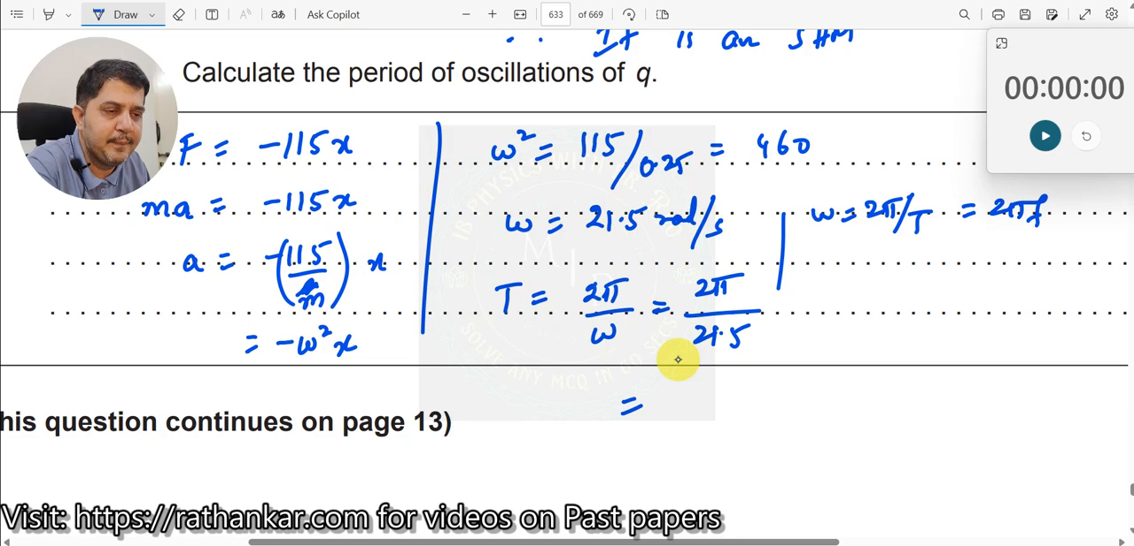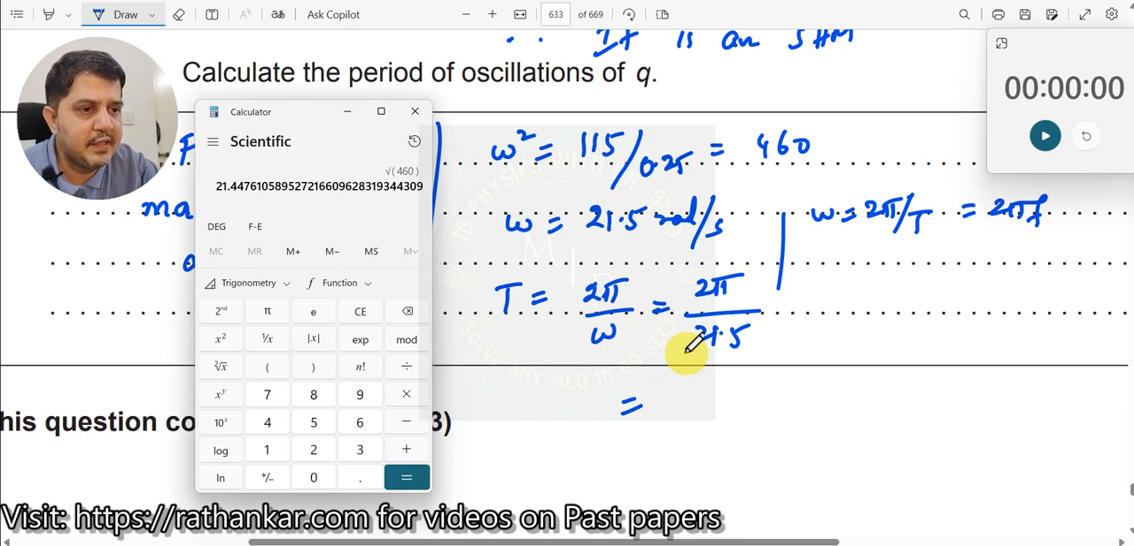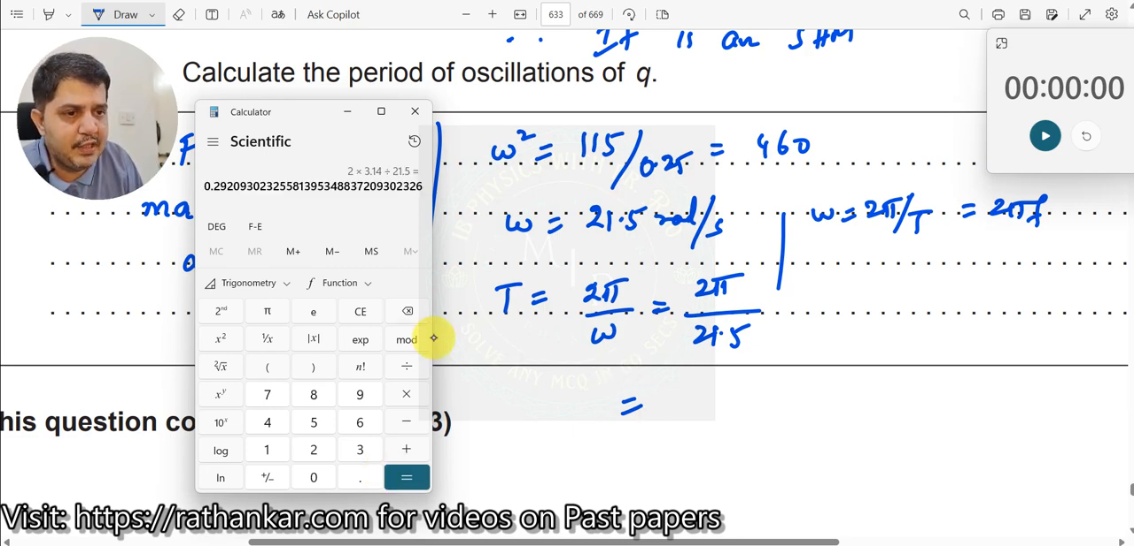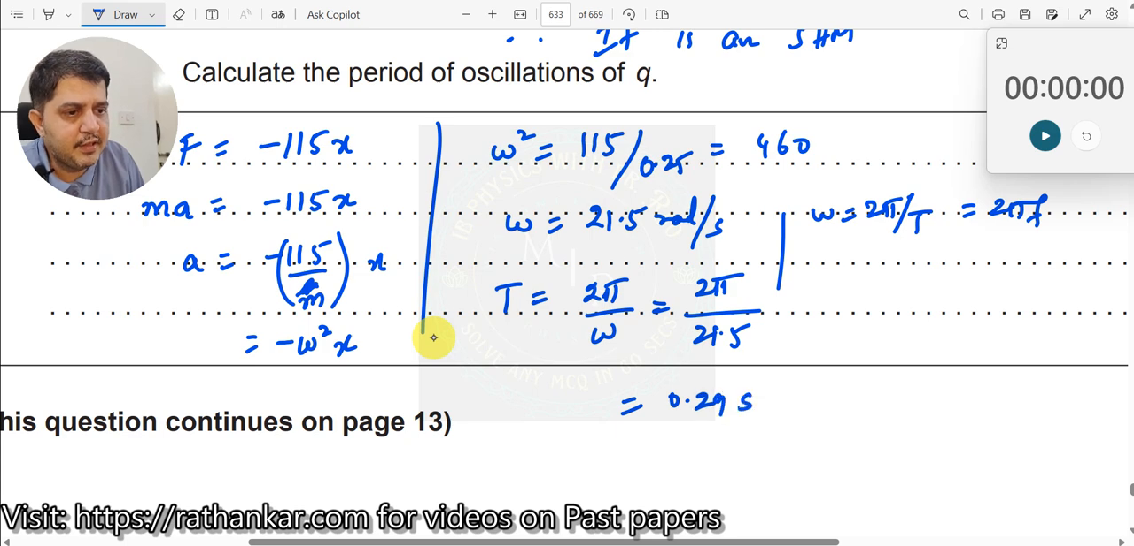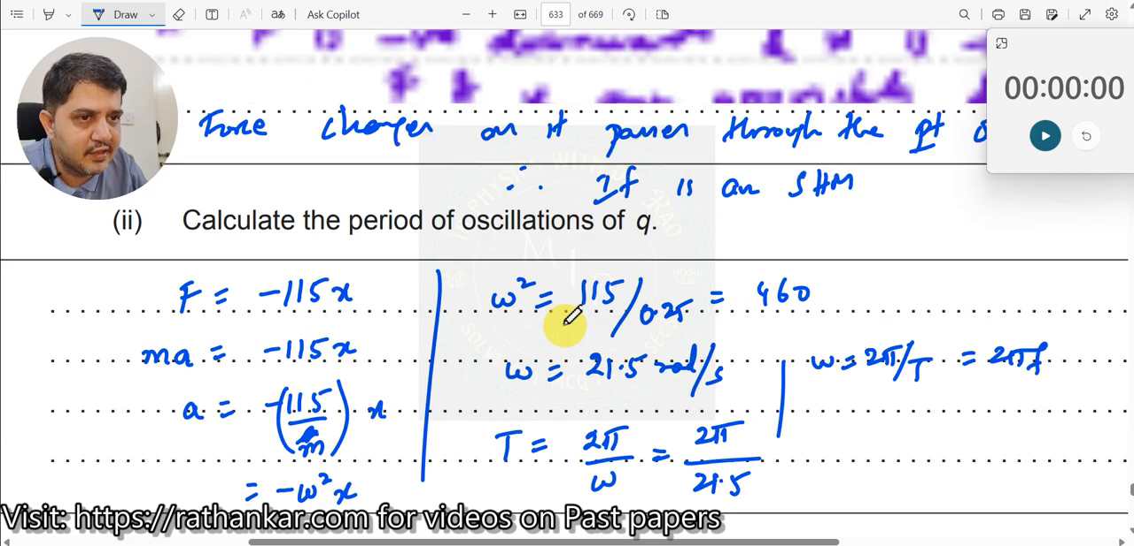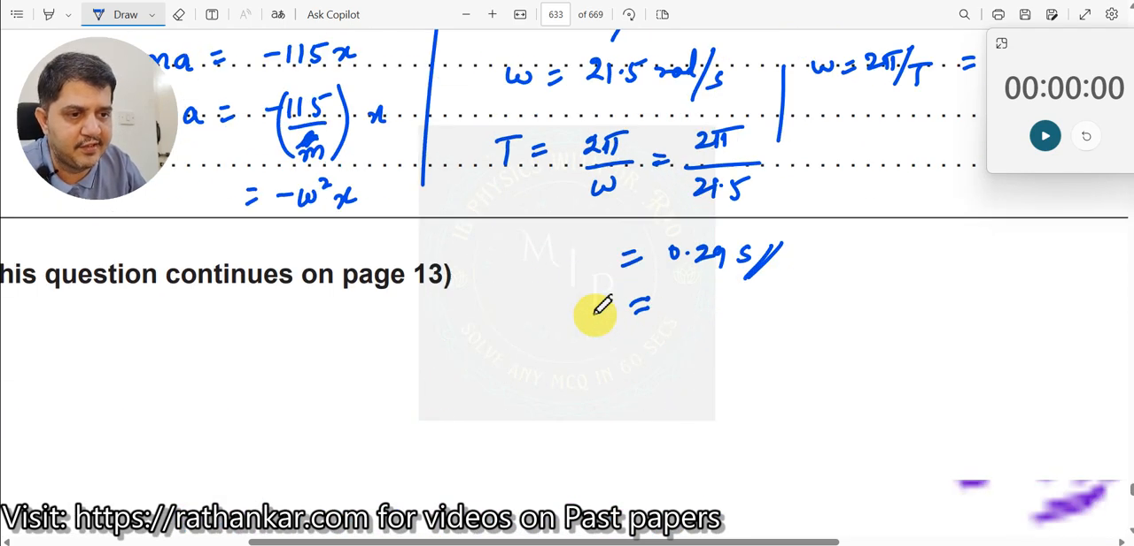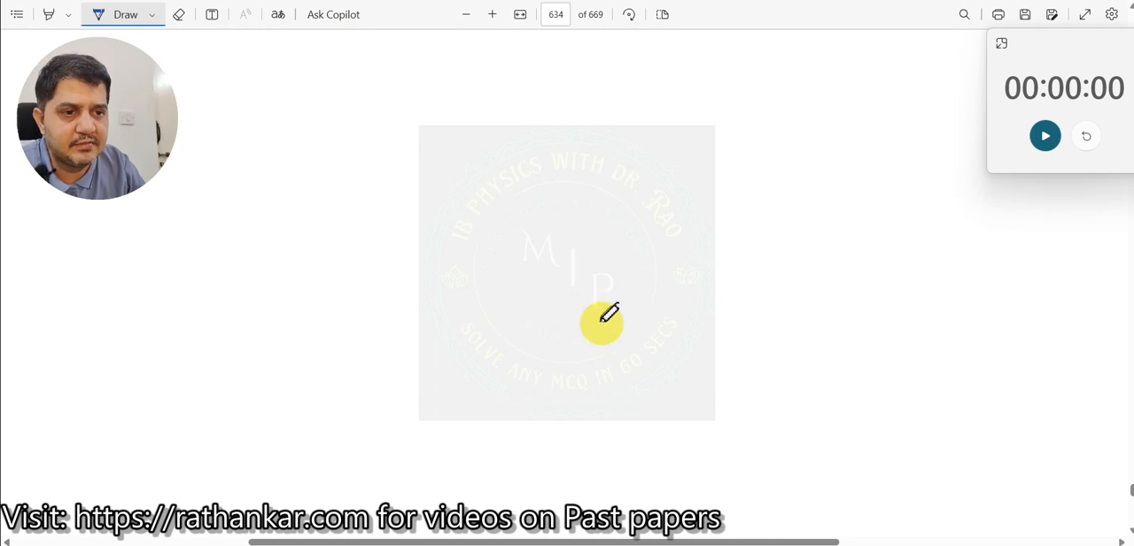So how much will this be? Let us calculate that, which will be 2 times 3.14 divided by 21.5, which will be 0.292 seconds. Or maybe if you want it for one significant figure, you can write 0.3 seconds. But how is it being asked over here? Let us look at this here. Everywhere it is around 2 significant figures, so you can keep it as 0.29 seconds. Then the next question in that, let me continue.